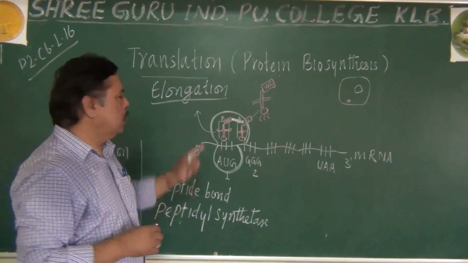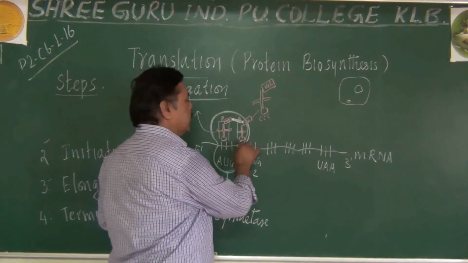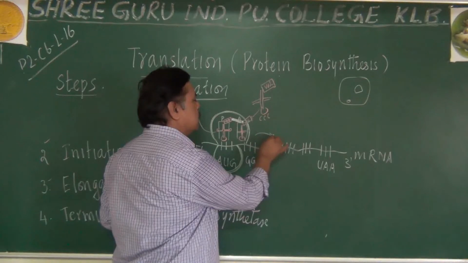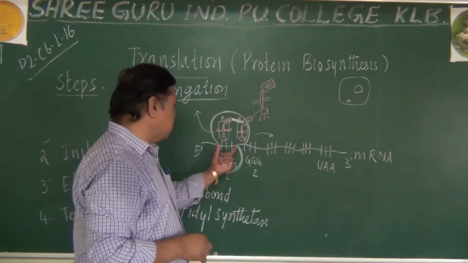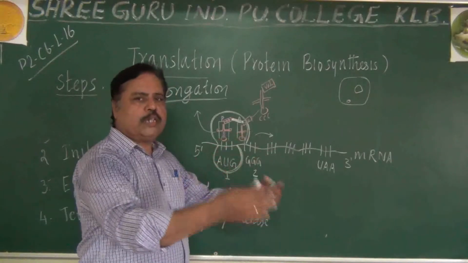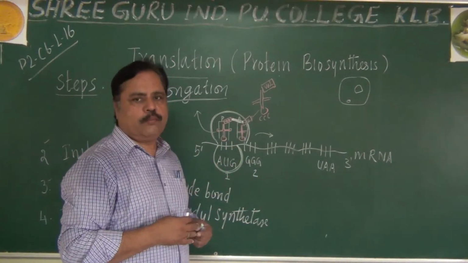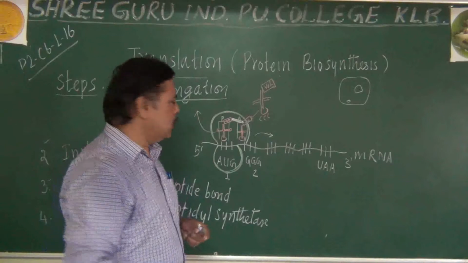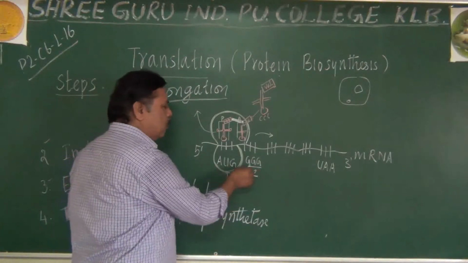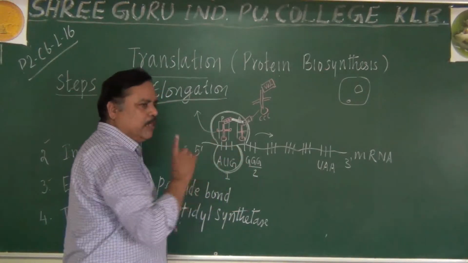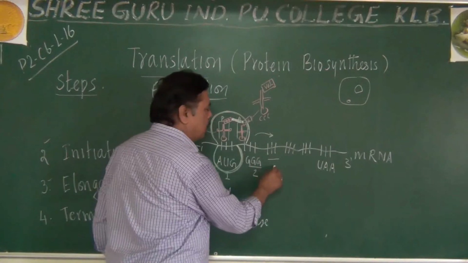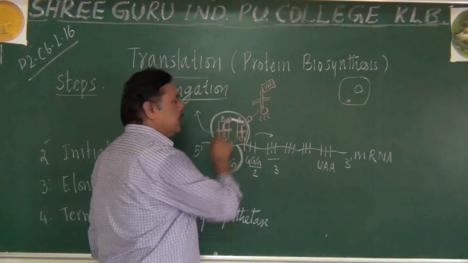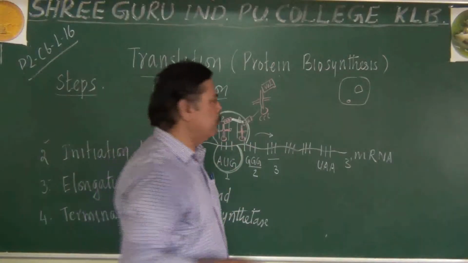What is that? The ribosomal subunits will move one step towards 3'. The two subunits will jump to the second codon. Because of that, the second codon will occupy the P site. The third codon, codon number 3, will occupy the A site. Do you get my point?